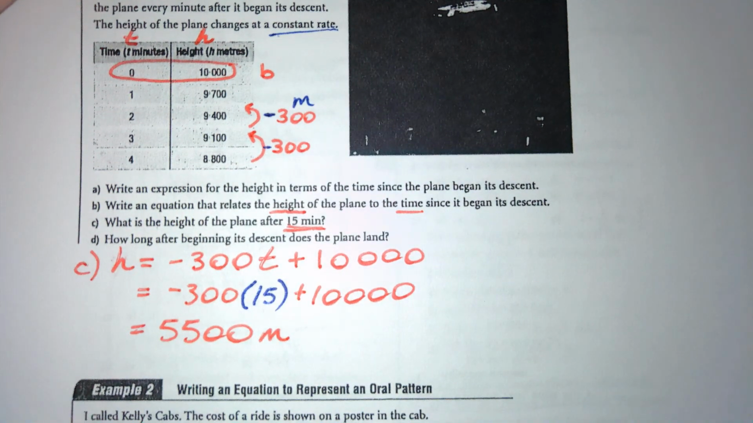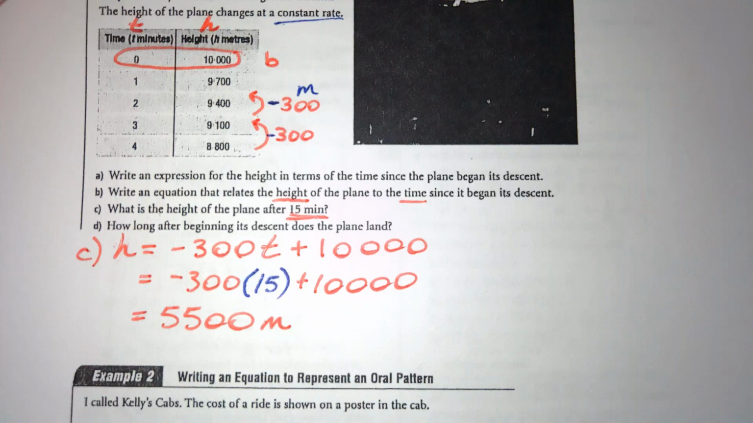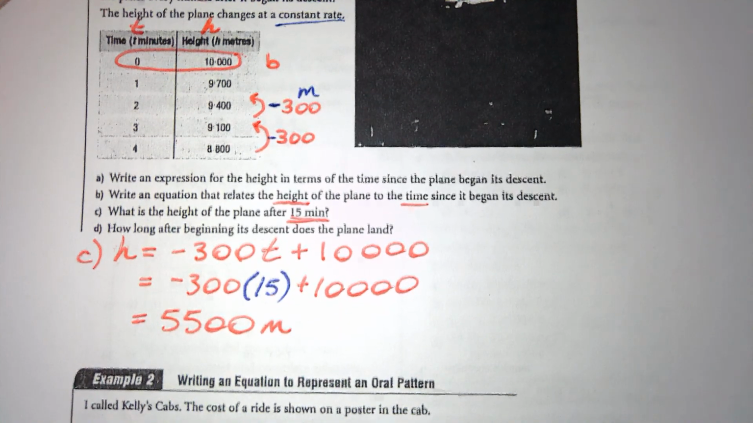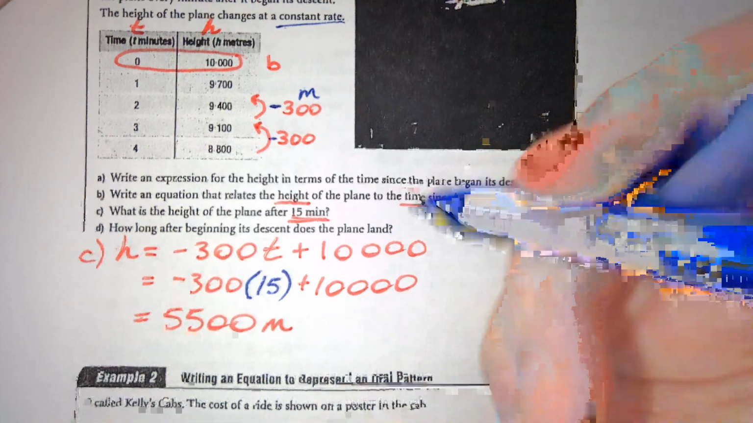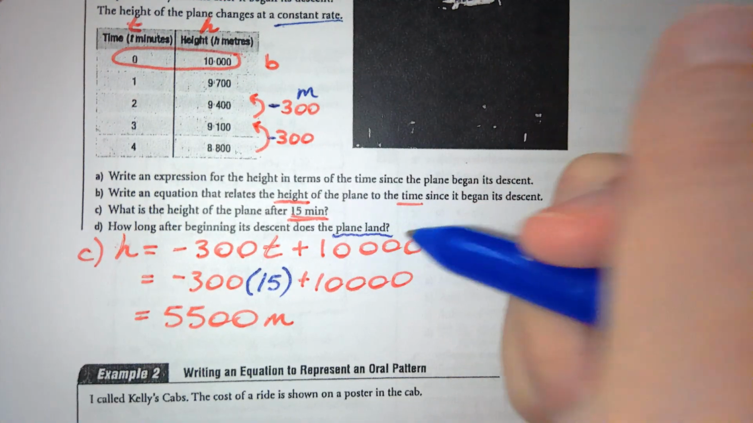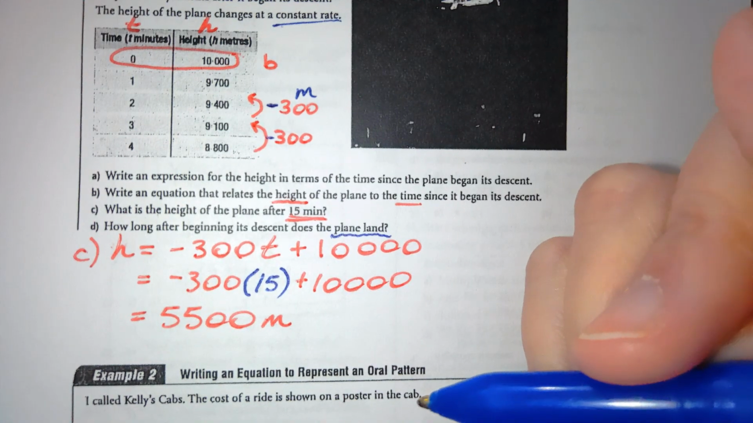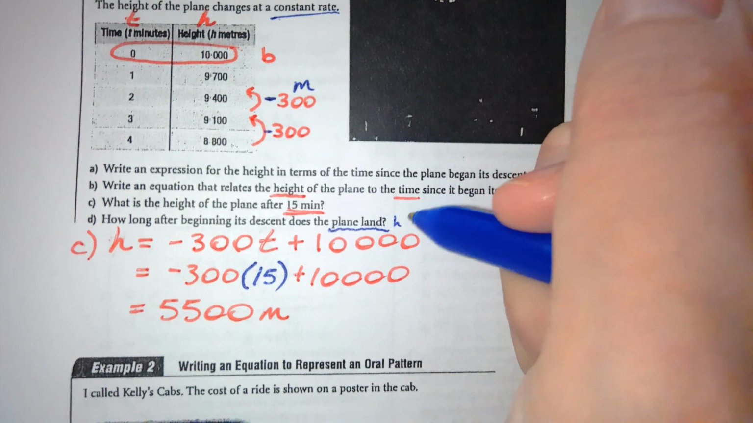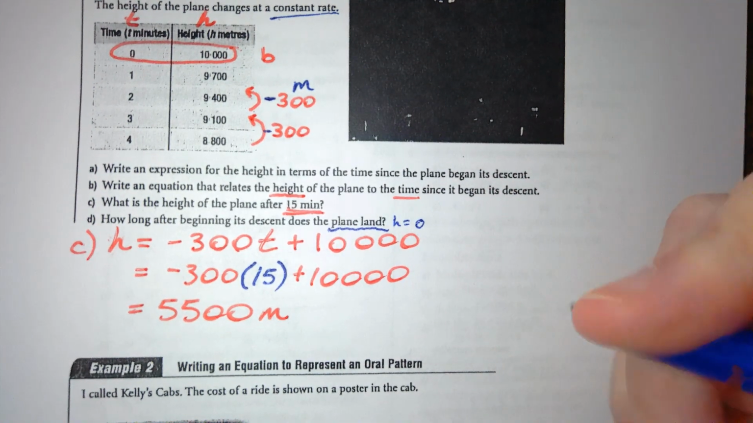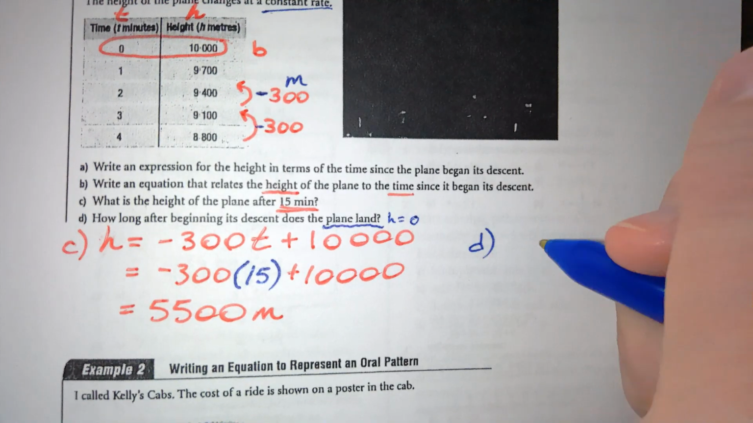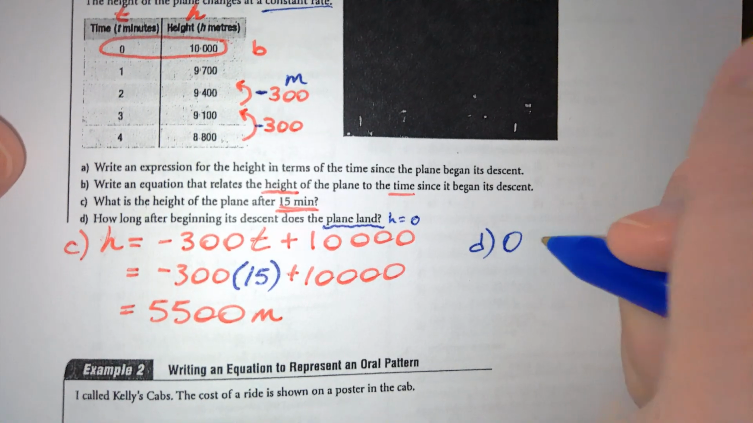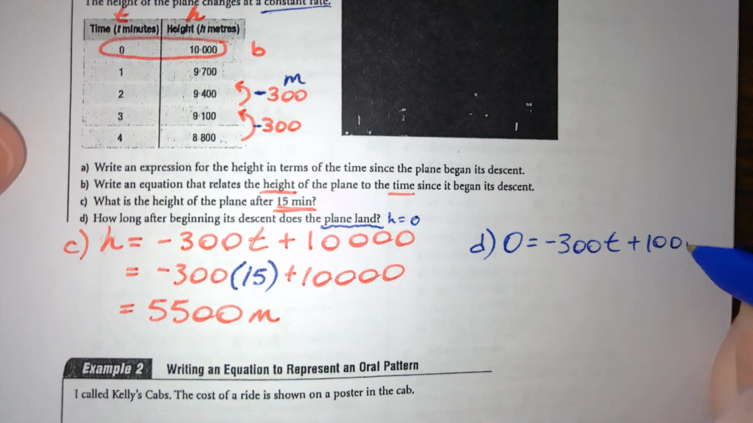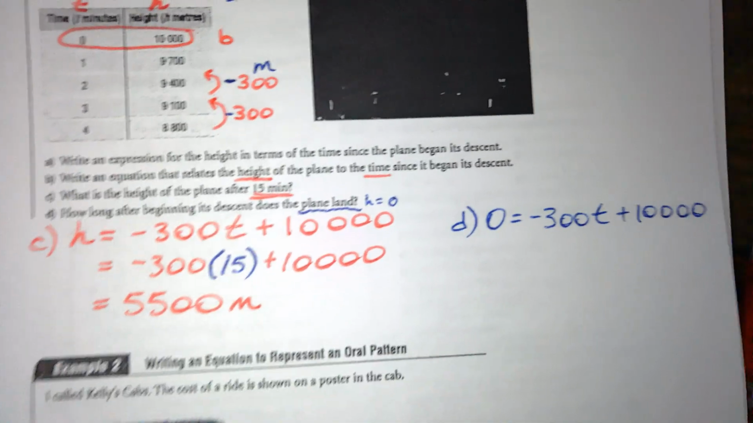Okay, second part of the question: how long after beginning its descent does the plane land? What does that mean? We don't know. Okay, we'll figure it out together. When the plane lands, what does that imply? Excellent. So this means height equals 0. So when height equals 0, 0 equals negative 300t plus 10,000. Before the break, we learned how to solve this. How do we solve this?